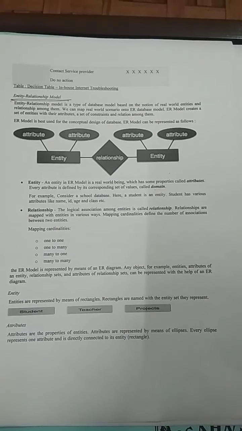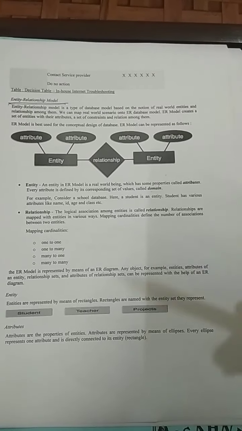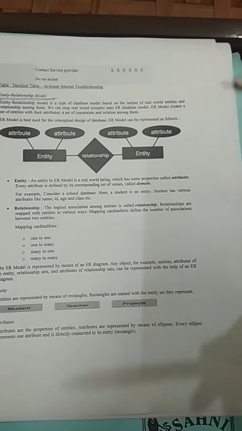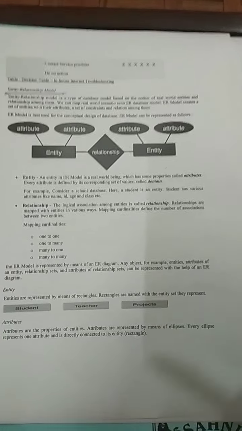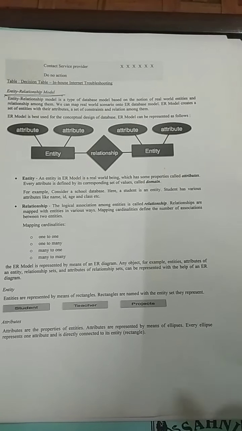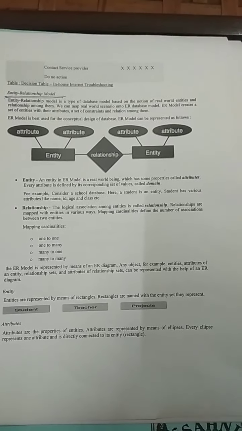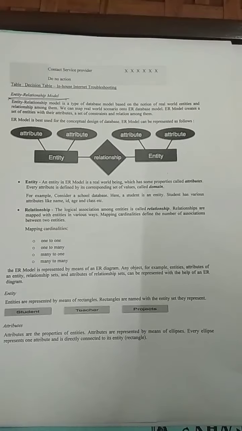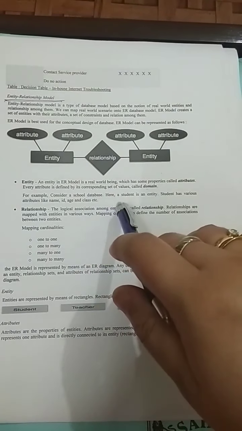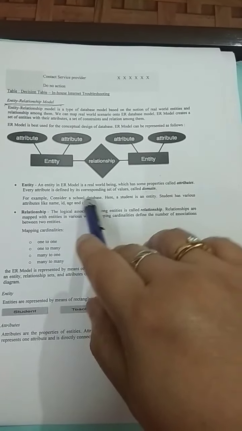It means, suppose we have a student entity and we enter the values for 10 students. Right, for the 10 students we enter the name property, for example, for that student entity. So 10 is the domain for the attribute that is named as name, right? So consider a school database. Here student is an entity and student has various attributes: name, ID, age, and class. So these are the attributes and the domains of the attributes of the entity student.